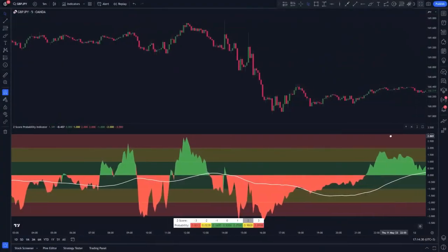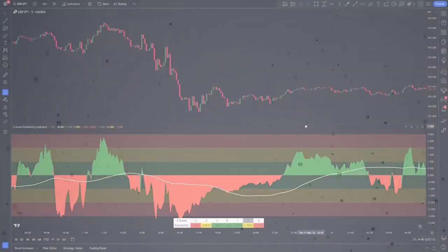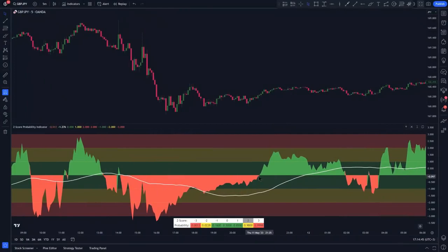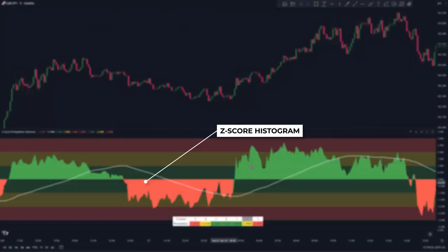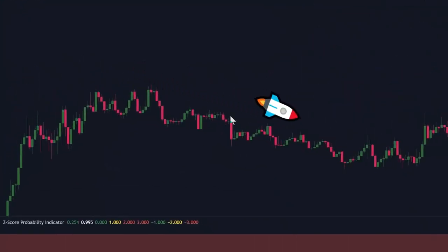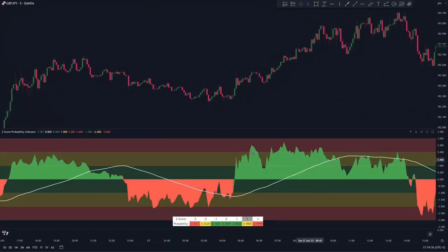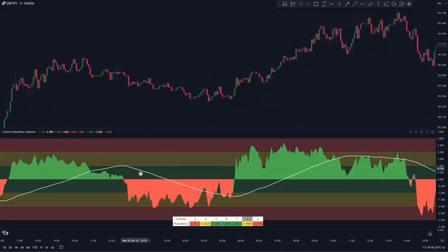This indicator uses both the standard deviation and the mean of a dataset to provide a Z-score, which is then translated into a probability. Now, this trading tool is made up of several different components. This red and green histogram is called the Z-score histogram. When it's colored red, it indicates a bearish market momentum, and when it's colored green, it indicates a bullish market momentum.